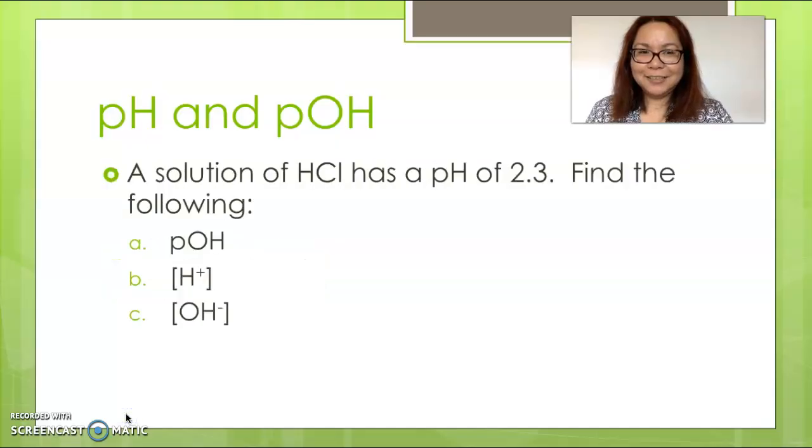Now, let's go to these problems. So we have a solution of hydrochloric acid, HCl. It's got a pH of 2.3. Find the following. You're going to have to find the pOH, find the concentration of the acid, and find the concentration of the base.